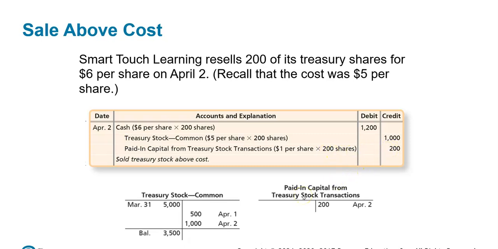So now you can see the paid in capital from treasury stock transactions. So this is an excessive cost. Okay, so this is a premium that people paid, and we'll keep track of that. If we sell it at a discount, it'll come out the debit side. Right now, this is the credit side, which is the normal balance side.